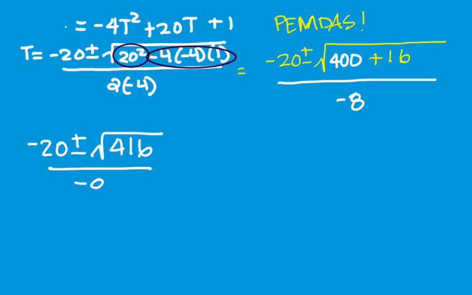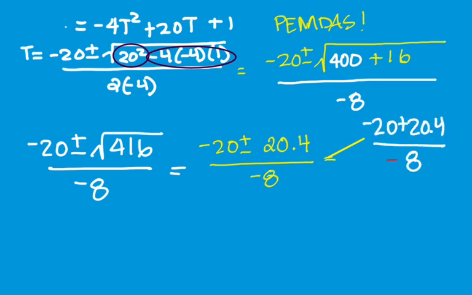I go ahead and add that out. I get 416, and I square root that, and I get negative 20 plus and minus 20.4 divided by negative 8. When I do the first value, negative 20 plus 20.4, I end up with 0.4 divided by a negative 8, which gives me a negative half of a second.